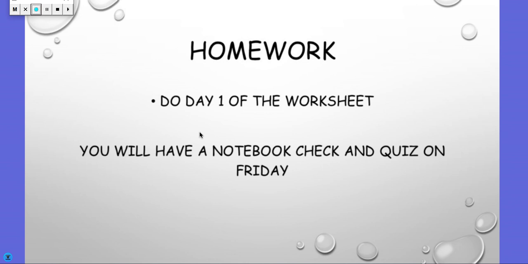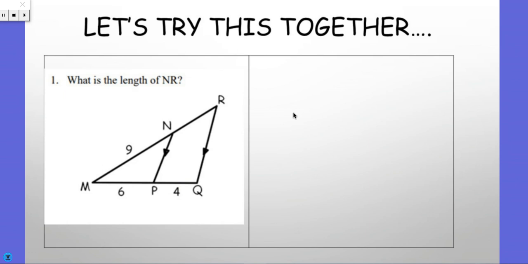Okay, guys, so we are going to do day one homework of your worksheet that you have, and it should say day one, and the problem should look like this. This question says, what is the length of NR? So what you're going to do is we want to find this piece right here. So we're going to make two triangles. I'm going to go with the small triangle.